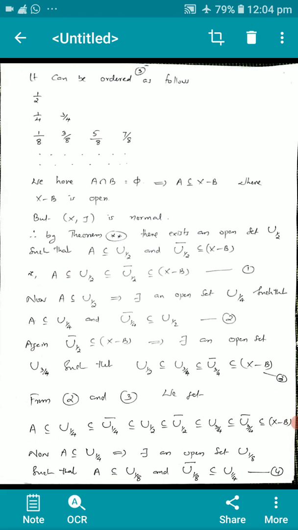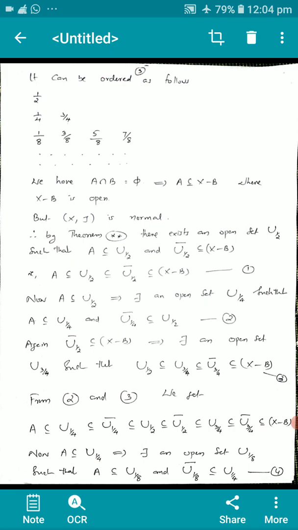This implies A is a subset of or equal to X minus B, where X minus B is an open set. Since X is normal, therefore, by theorem double star. Actually, earlier I have given two theorems: one is theorem star, second is theorem double star. The second theorem, that's theorem double star. There, instead of V, we are taking U1/2.